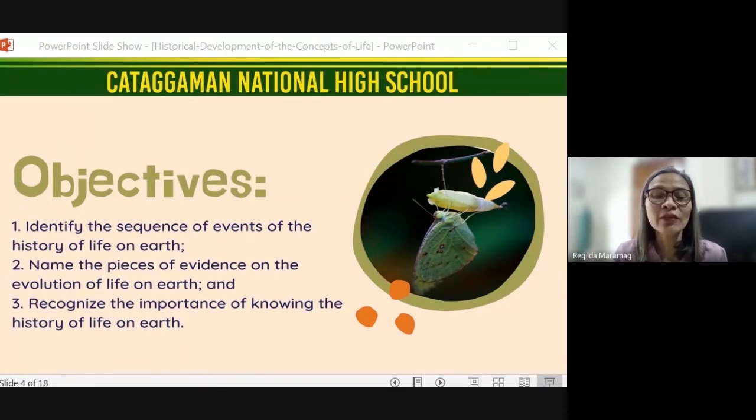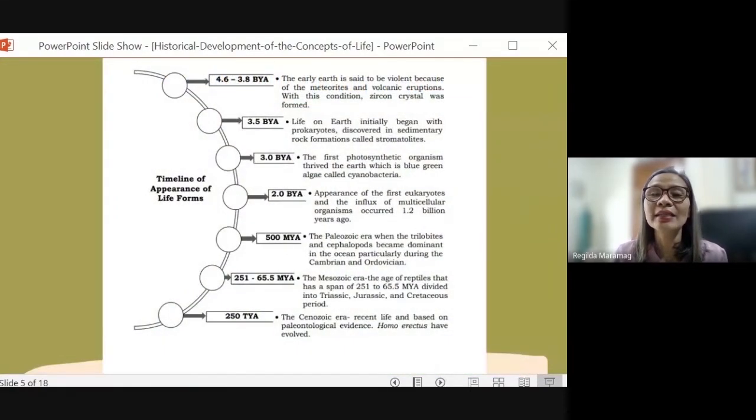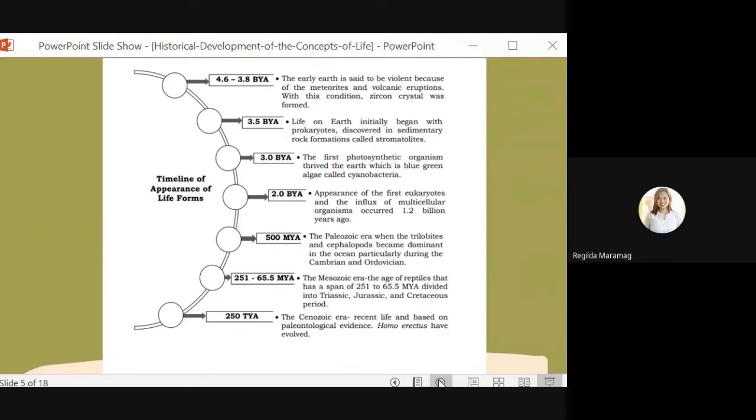For the next activity, you're going to read silently and analyze the timeline of events on the appearances of life forms on Earth, because you're going to arrange some images to show the order of the appearance. I will show you the images afterwards. Let's proceed with the next activity.